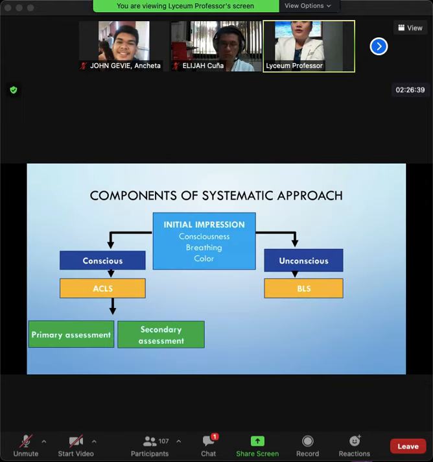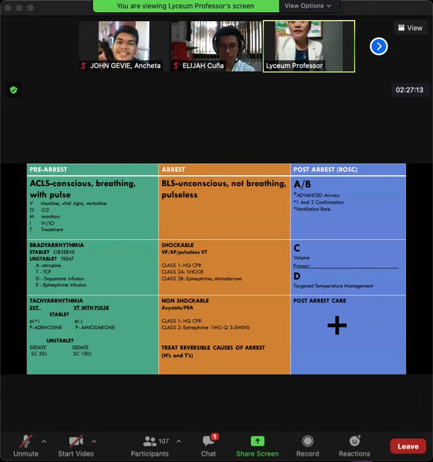Yun lang. So, again, the components of systematic approach is initial impression. You have to check the safety of your patient, your safety, and the safety of the buong paligid. Okay? So, once you have secured environment and your health is secured also, then you can assess the consciousness, the breathing, and color of the patient. If the patient is conscious, do ACLS. If the patient is unconscious, no pulse, BLS. Okay? So you just review this. The last slide is just the summary of all the things that we have discussed.